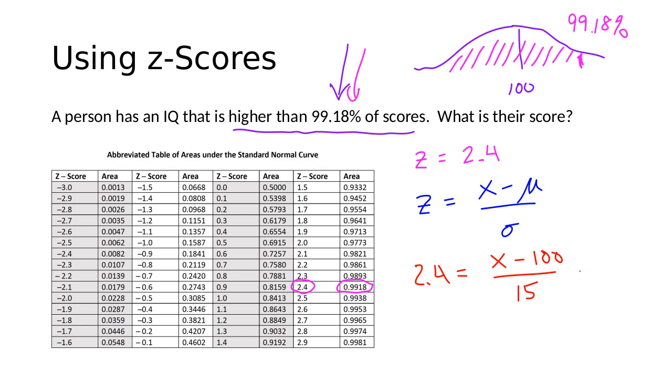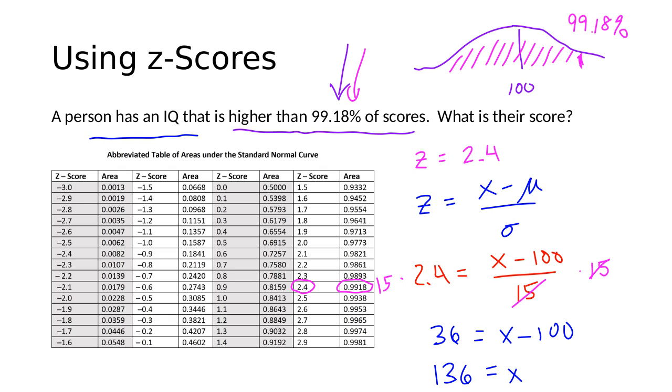To solve this, we'll start by multiplying both sides by 15. These cancel. And now I've got 15 times 2.4 is 36 equals x minus 100. Our last step will be to add 100 to both sides so that I have 136 equals x. The question said, a person has an IQ that's higher than 99.18% of the scores. What is their IQ score? Their IQ score is 136.